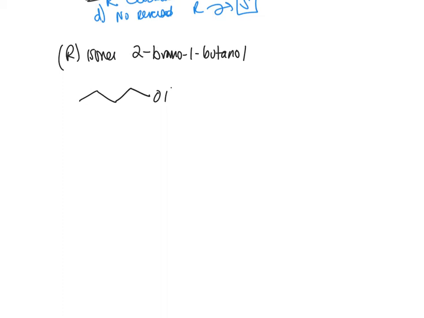We'll do Fischer projections as well. All right, so the highest oxidized carbon needs to be at the top. That's CH2OH. We have one stereo center, okay? So we can just put the Br there. What you don't see is H. Okay, and then here you would do CH2CH3. You would do that as a condensed formula because you don't want it to be in an intersection here, because it's not an asymmetric center carbon.